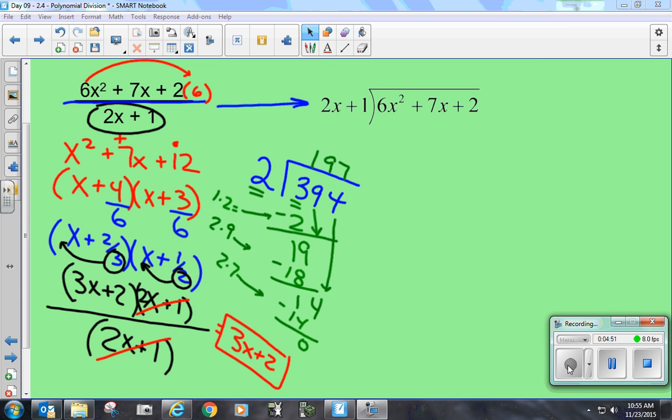All right, let's pick this up. I have 2 terms on the outside, so I'm always going to look at two terms on the inside. I'm going to start with my first two.